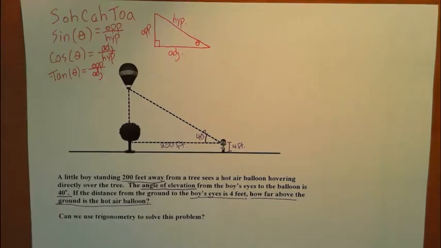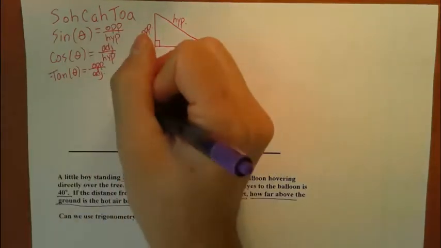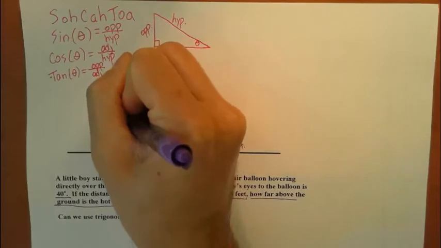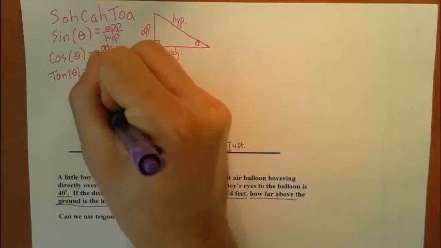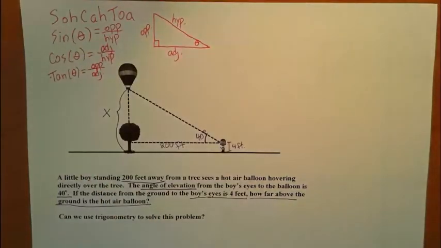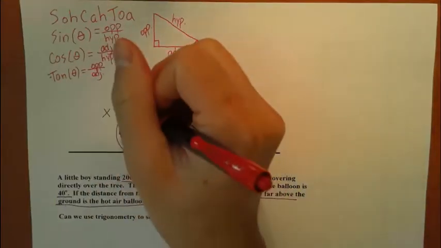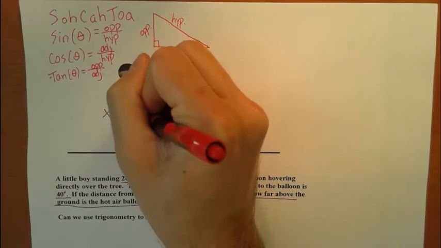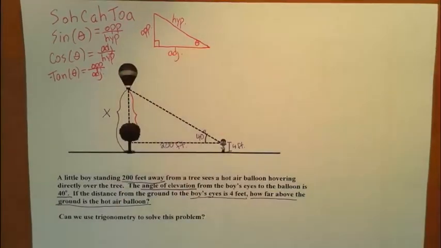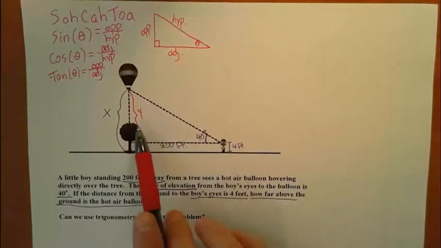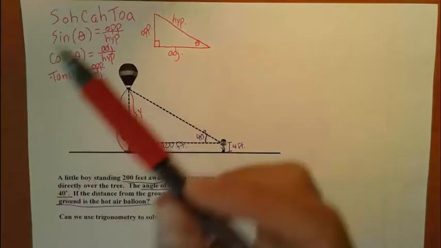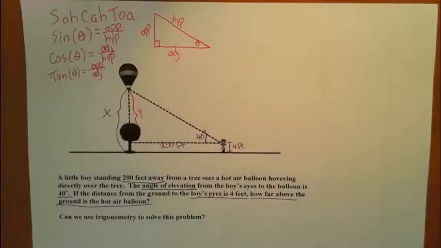So our end result, what they're asking about, is how far above the ground the hot air balloon is. So they're asking about this whole distance, which is eventually going to be our unknown. Now, what we're going to do with trigonometry here is first find how far that distance is. We can give it a different letter like y. And then we're going to add to y this 4 right here, and that will give us the final answer that we're looking for.